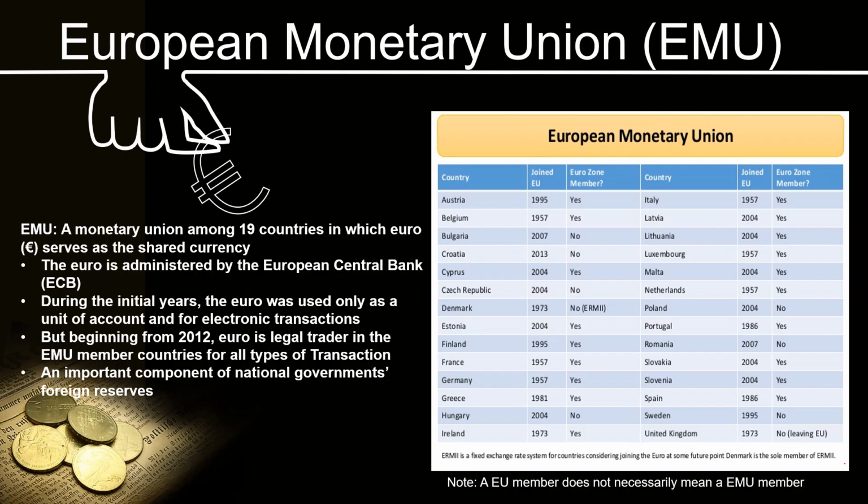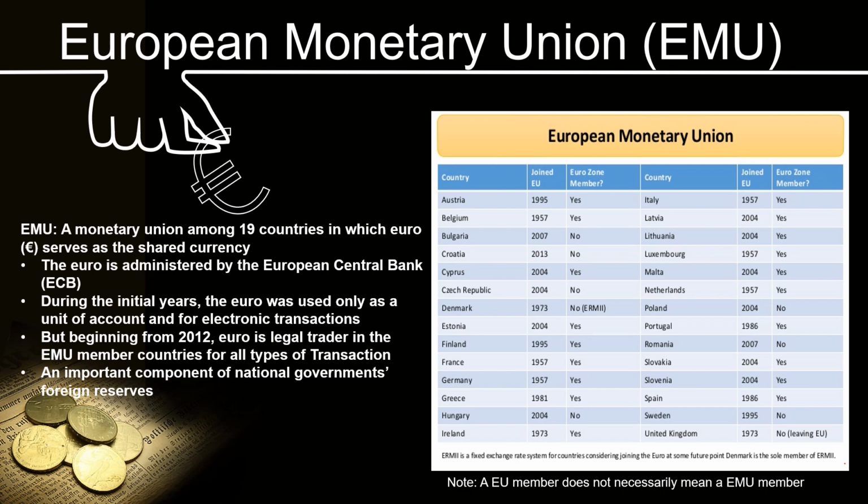European Monetary Union (EMU) is a monetary union among 19 countries in which euro serves as the shared currency. The euro is administered by the European Central Bank. During the initial years, the euro was used only as a unit of account and for electronic transactions. But beginning from 2012, euro is a legal tender in the EMU member countries for all types of transactions. And because of its size, it is an important component of national government foreign reserve.